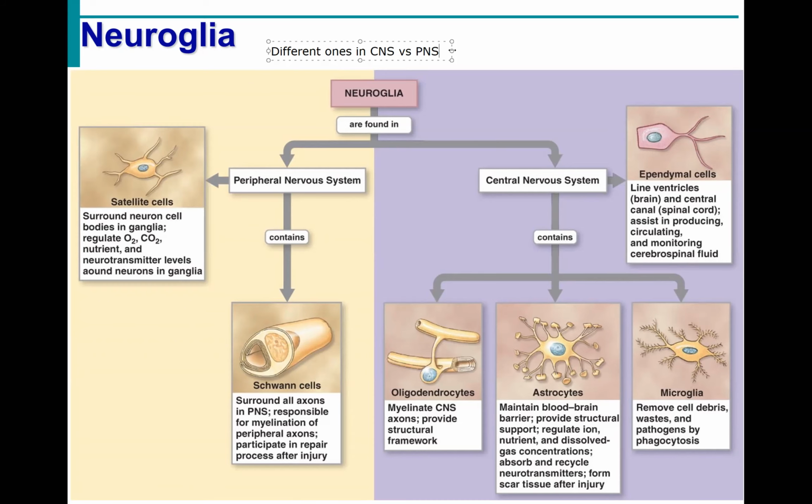So as you can see over here, there are 4 main types we'll be responsible for in our central nervous system, and only 2 that are going to be found in the peripheral nervous system. So just a total of 6 neuroglial cells that you will need to know. So let's go ahead and go through them. Here are the lists, but let's go through each one individually.